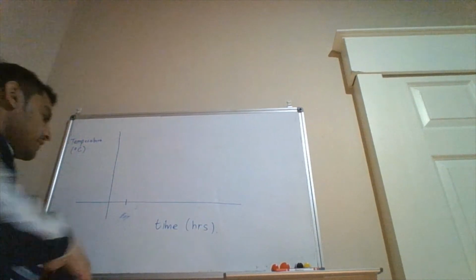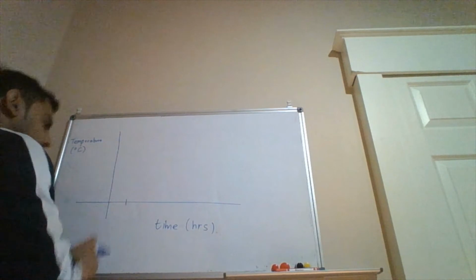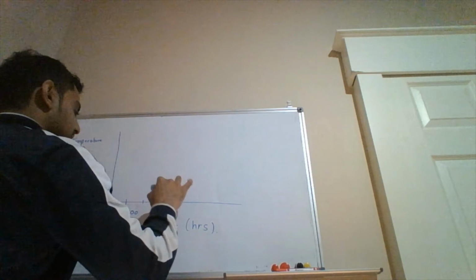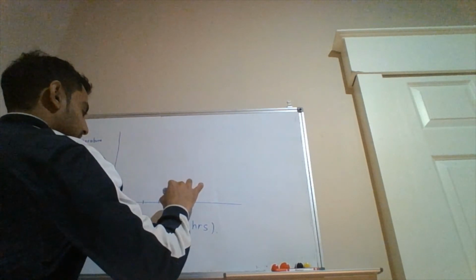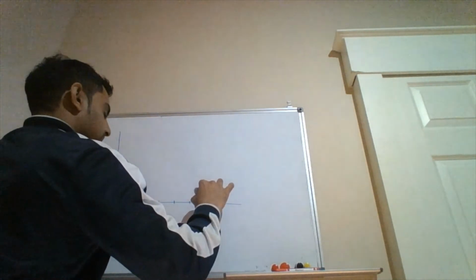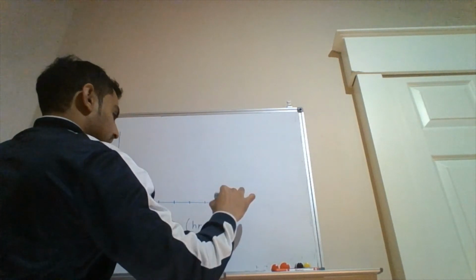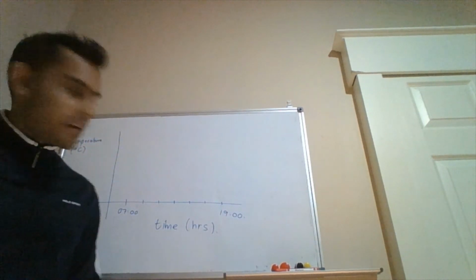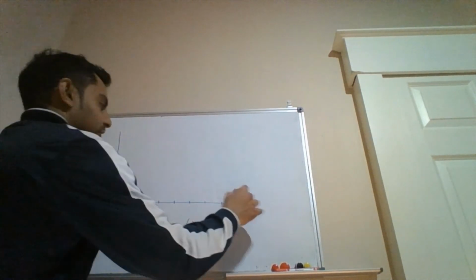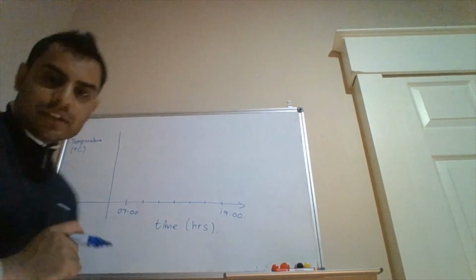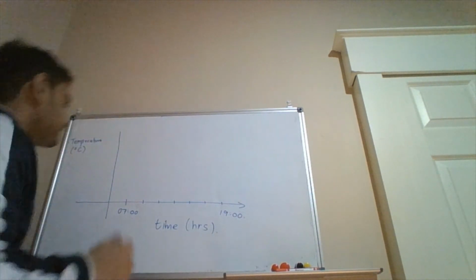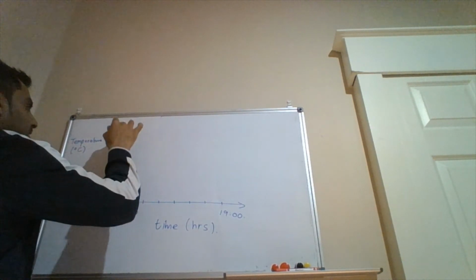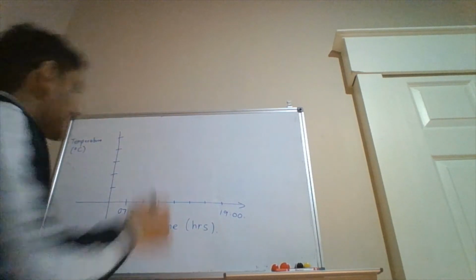So we start off here at 7 o'clock. So we're going to put 0700, and then we go up in 2. So it's 9, 11, 13, 15, 17, 19. And our final time is 7 in the evening. So for our vertical axis, I'm going to split it up into 5s. So we go 5, 10, 15, 20, 25. 25 was our maximum temperature.